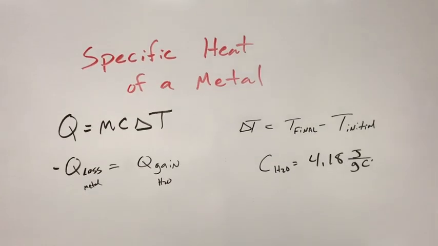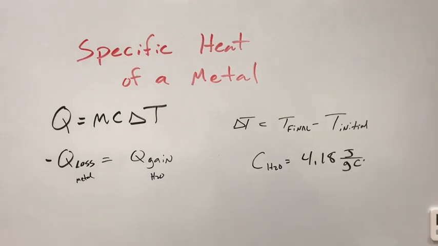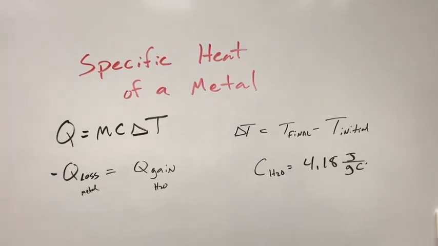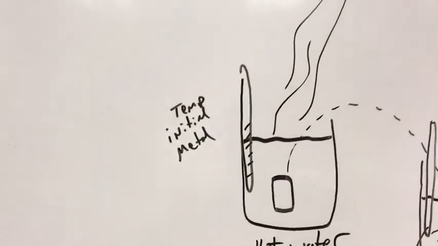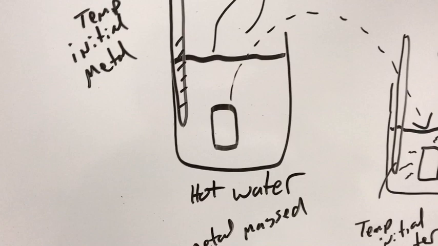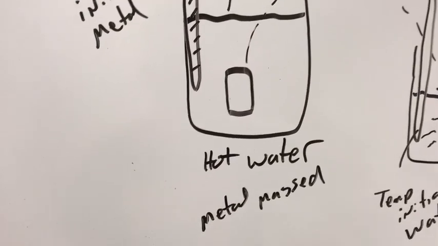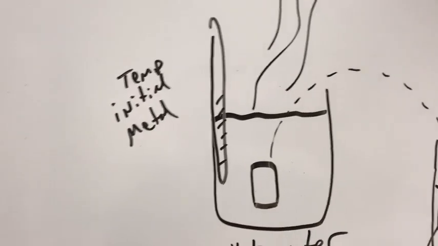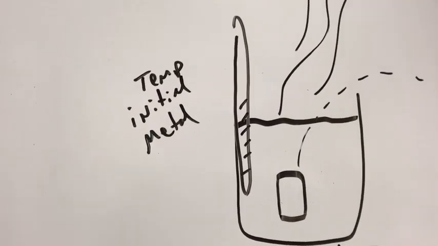In this lab, we're going to experimentally determine the specific heat of a metal, and we're going to use the heat flow equation. Just a quick overview. We are going to start with a massed piece of metal that we have placed in a hot water bath. The water bath will be near boiling, but it doesn't necessarily have to be.